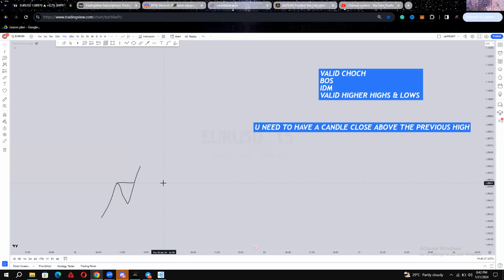Now, after we have this break of structure to the upper side, of course we are expecting price to drop, right? Before we can call this high a higher high, we need to see price take out an inducement. Remember what I told you guys before in yesterday's class: the first pullback after a break of structure is the inducement. So here is the inducement right here.